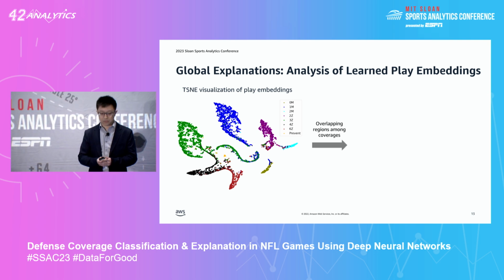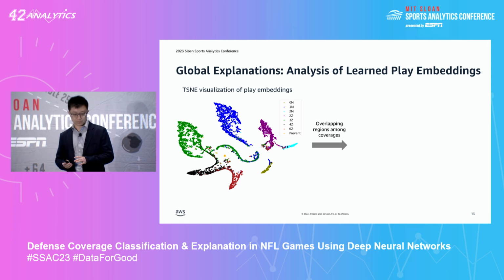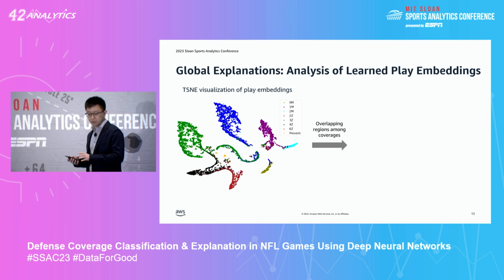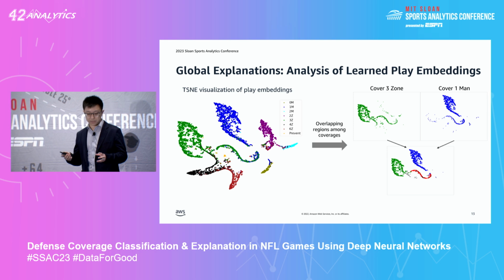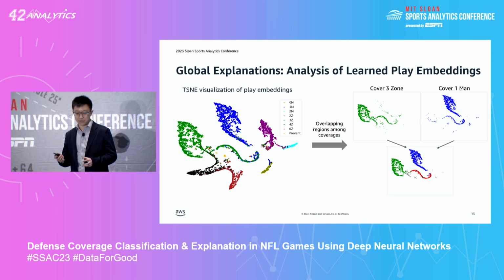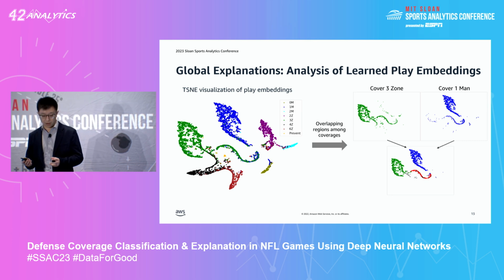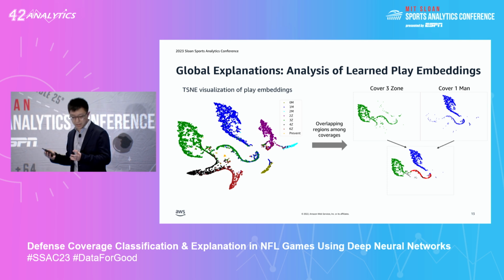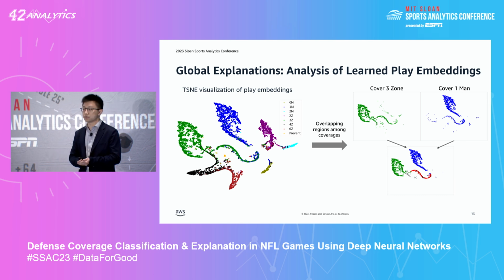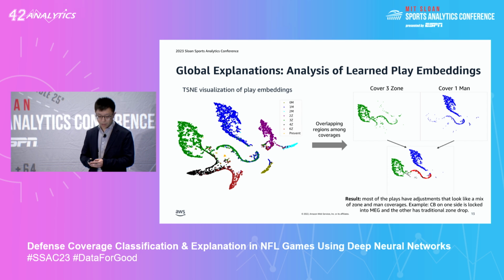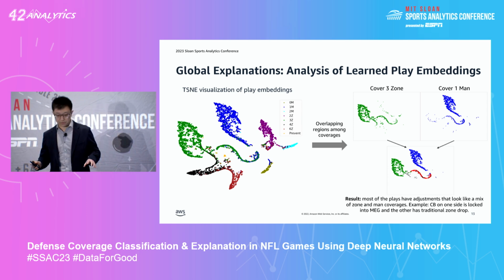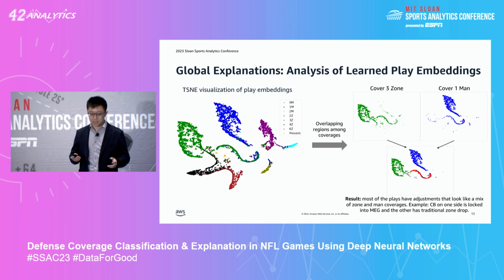But at the same time, there are some very interesting observations we see from the visualization. As an example, we see some overlapping regions among the coverages. For example, if we extract this cover 3 zone and cover 1 man, which are the green and blue coverage classes, it's clear that now the overlapping part is this red region. We utilize an algorithm to extract this specific overlapping region, and we sample some example plays in this region for manual review. The results turn out that most of the plays in this region have adjustments that look like a mixture of zone and man coverage.